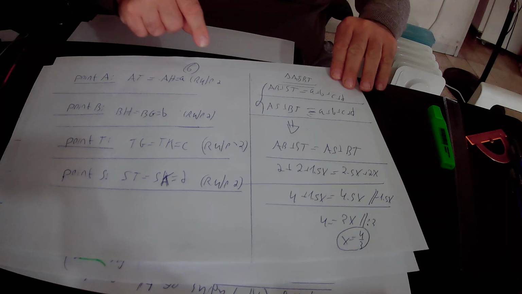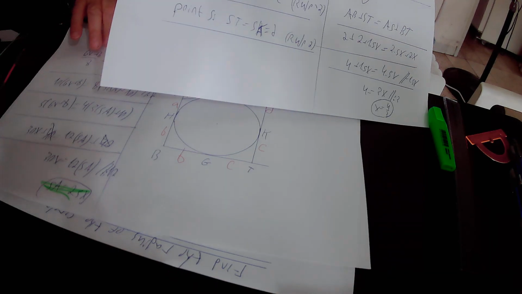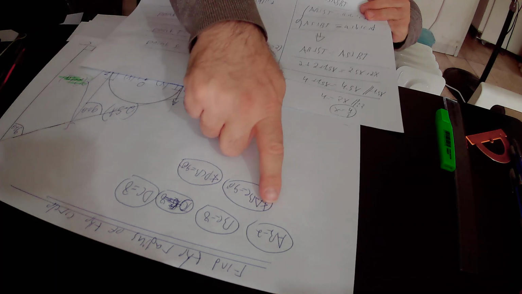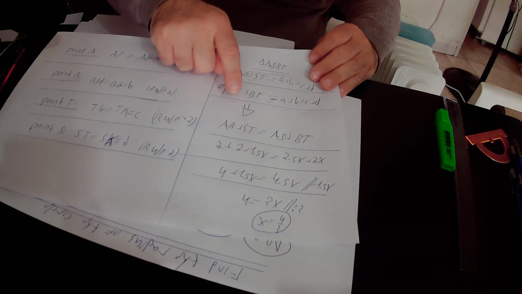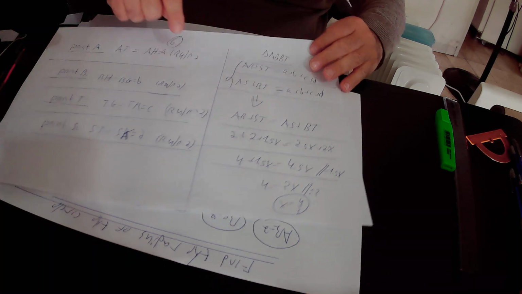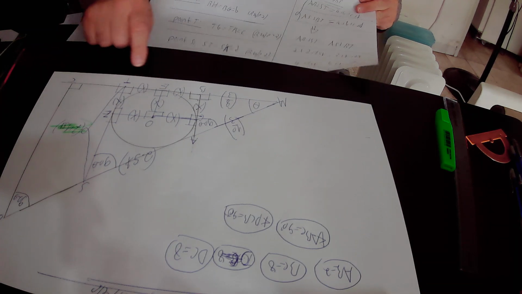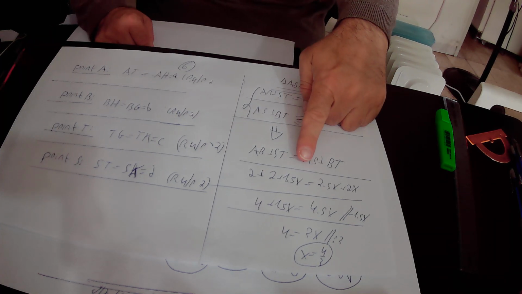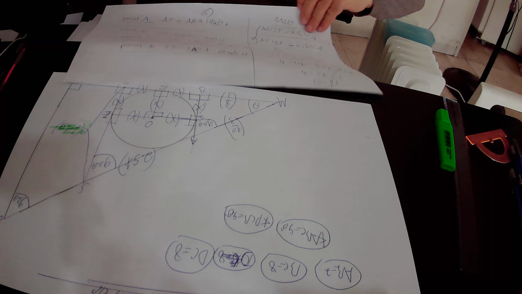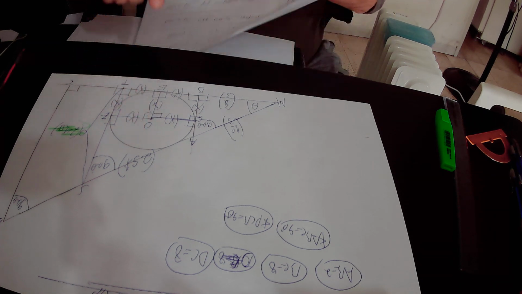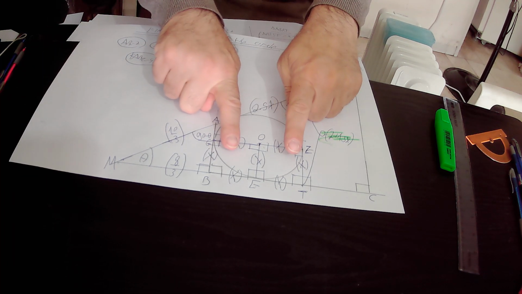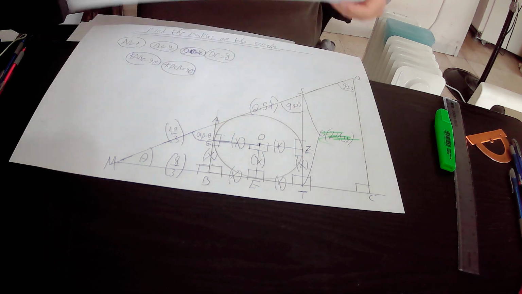According to what is given in the question, AB is 2, plus ST. ST is 2 plus 1.5x, and it is equal to AS. AS is 2.5x, plus BT. BT is x plus x, that is 2x. So BT is 2x.